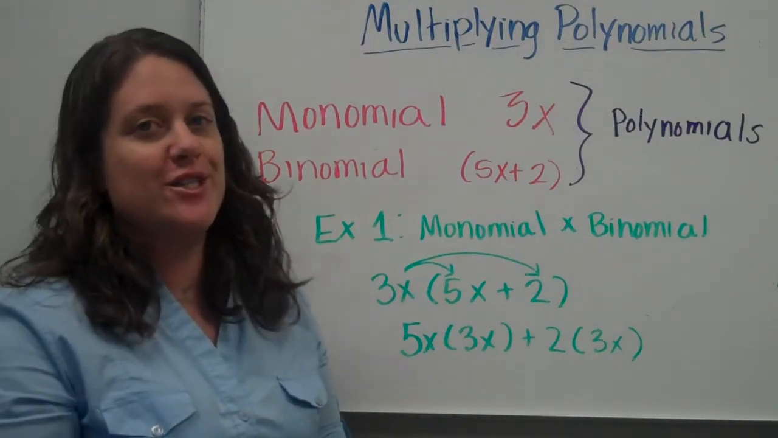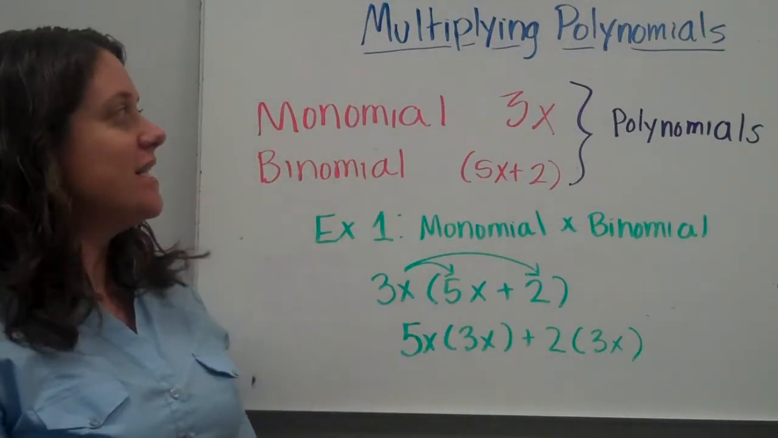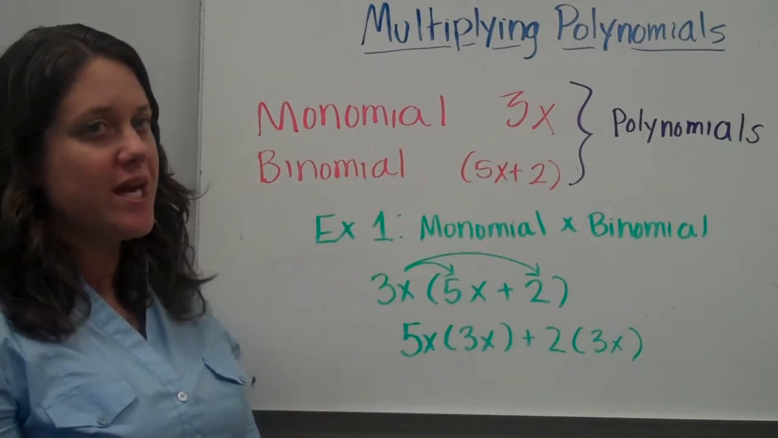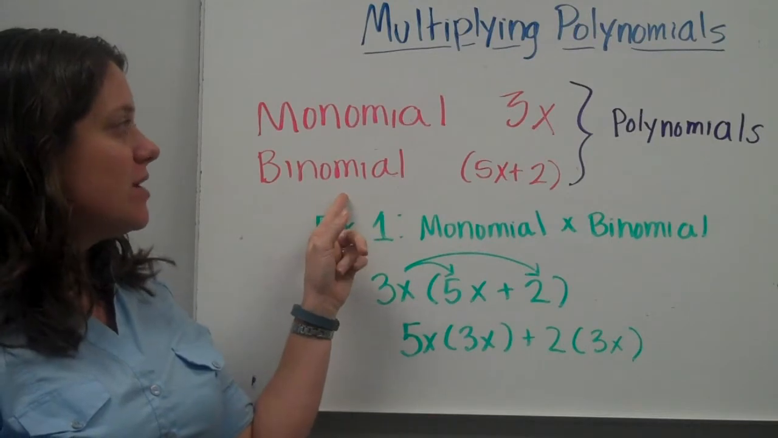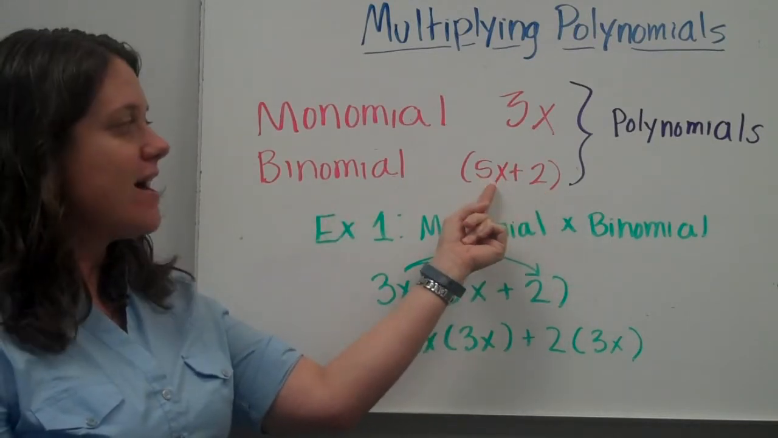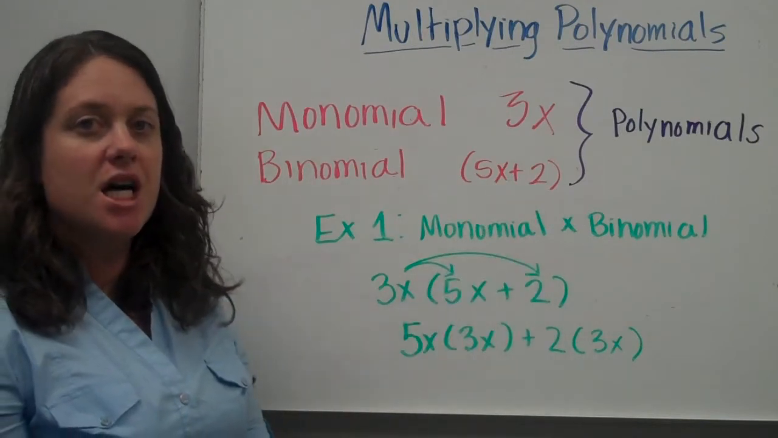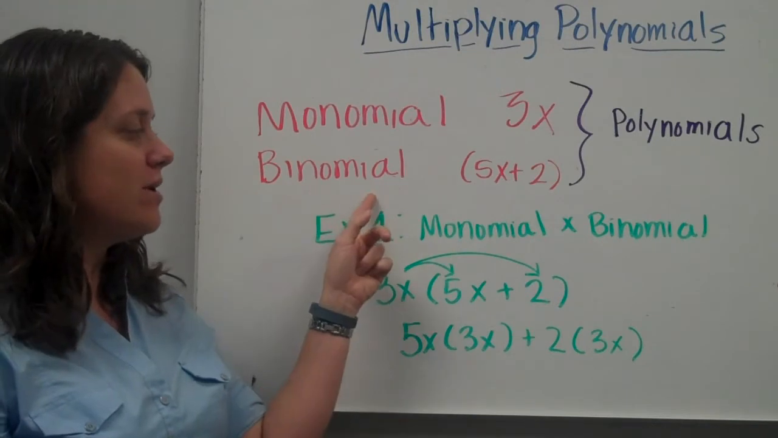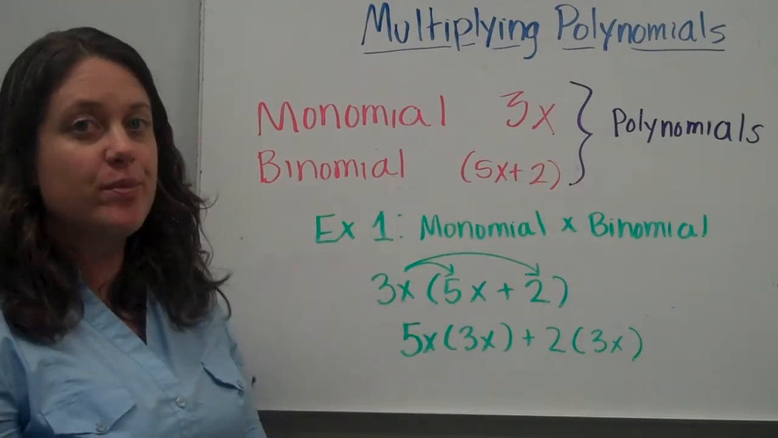Alright, so we are going to multiply polynomials today. Remember that a monomial is just one term, such as 3x, and a binomial is two monomials that are added or subtracted. So 5x plus 2 would be an example of a binomial. Bi means two, so a binomial. And these are both examples of polynomials.